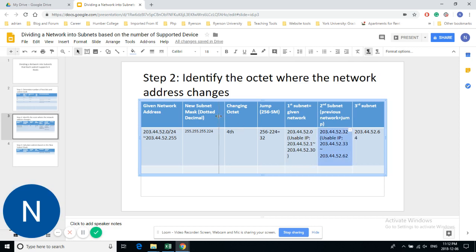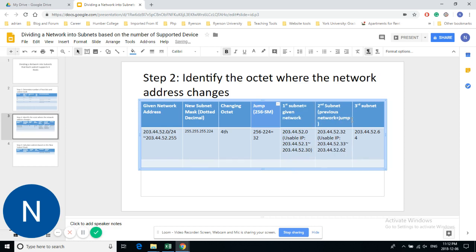All right. Let me arrange this a little bit so it looks a little bit better. Looks like a table.